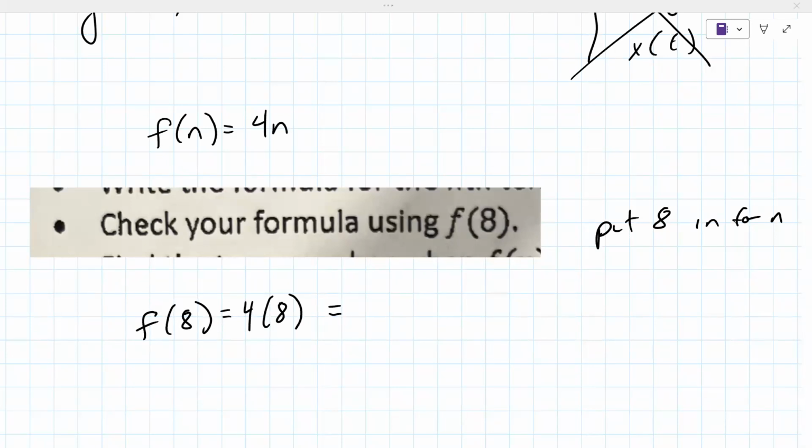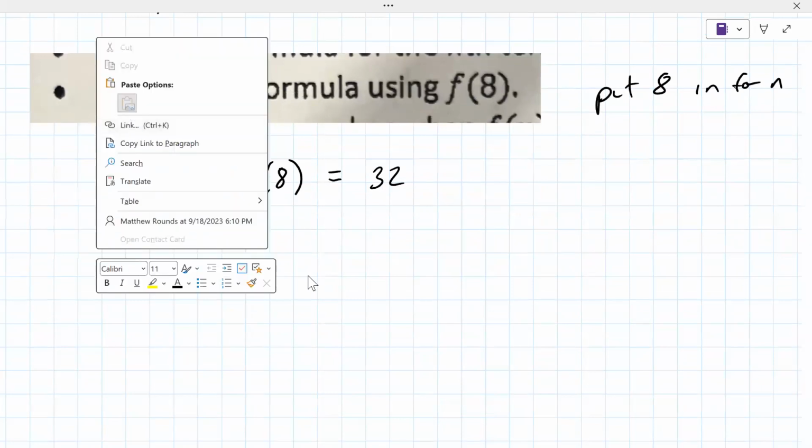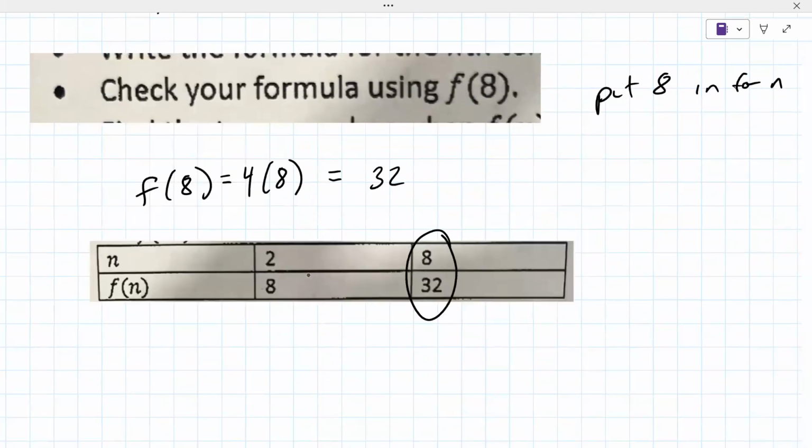Would it be 64? 8 times 8 is 64. Again, if you've got a calculator, you can use it. 32. So let's go back to that table that we started with. Is that the same as this right here? Yeah, it is. Okay, so that's what they want you to verify, is that your formula actually works.